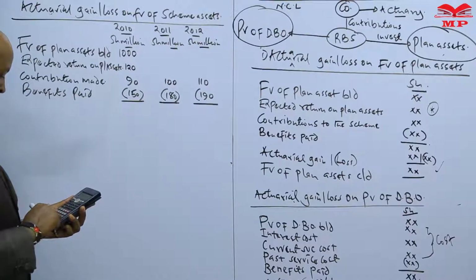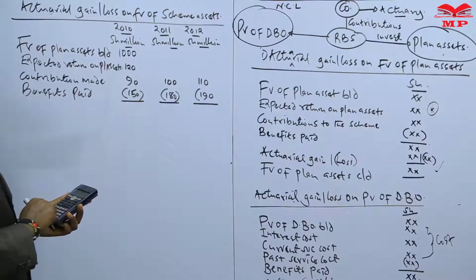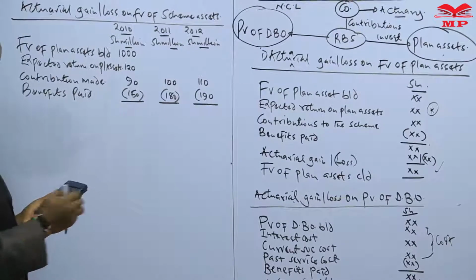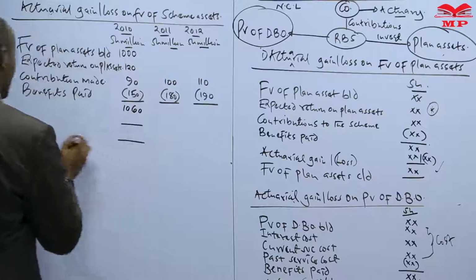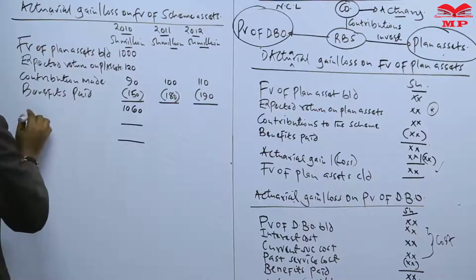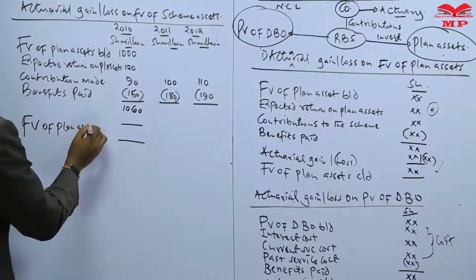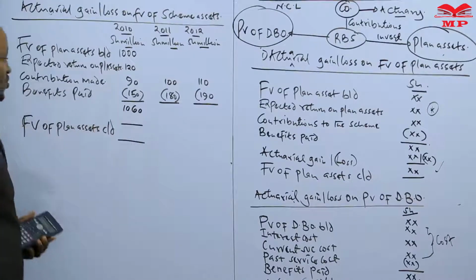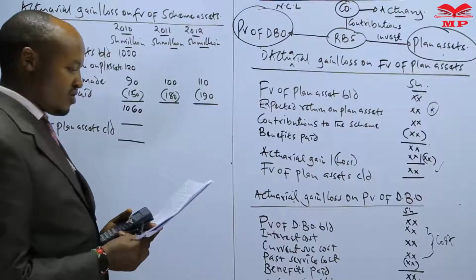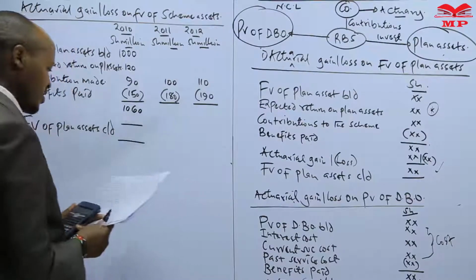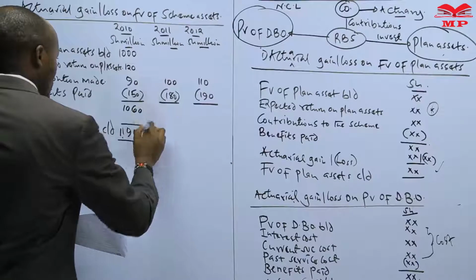So that will give us 1,000 plus 120 plus 90 minus 150, which gives us 1,060. Then we compare that with the fair value of the plan asset as per the valuation done at the end of the year. If we go back to the question, we are given the fair value of the scheme, or plan asset, at the end of the year, which we are told was 1,190. So we need to compare the two.